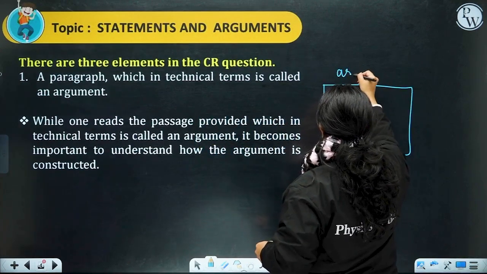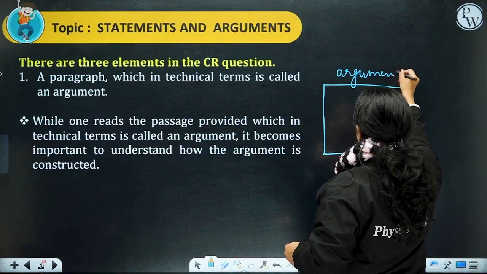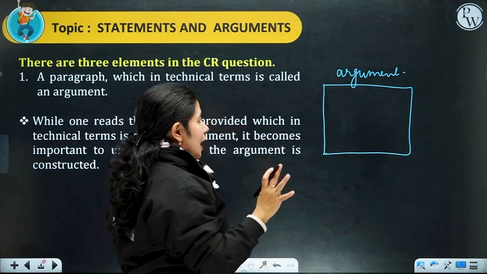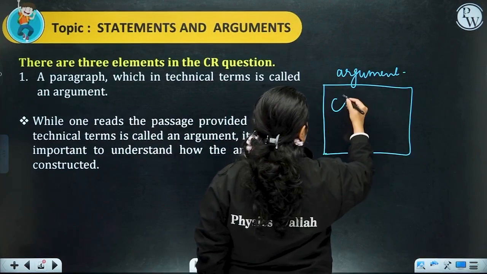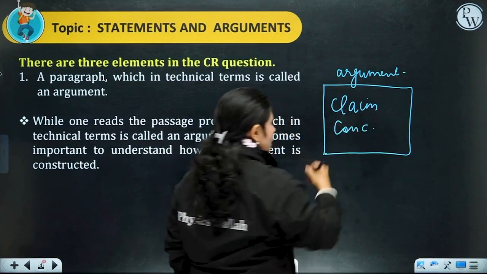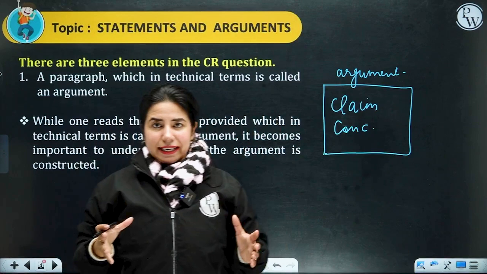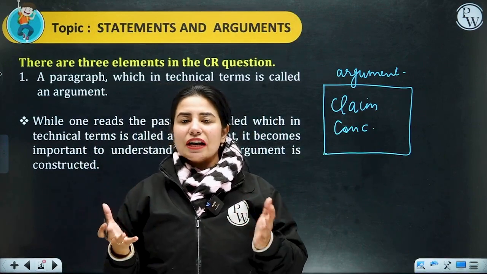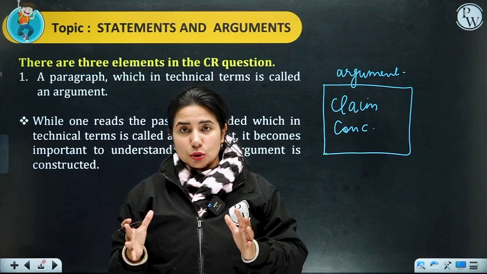So when we talk about the argument, it's a small paragraph which in technical terms we call an argument. So in an argument, the goal of the author is to reach a claim or a conclusion. So what is the goal? There is an objective of writing, right? The author wants you to believe in something. So that's something that we call claim or conclusion, right?